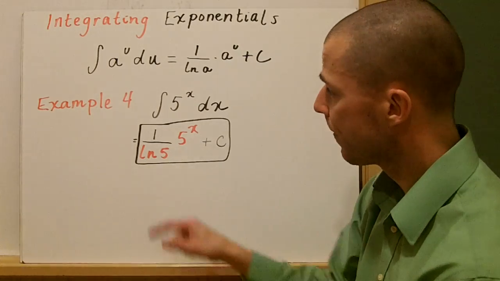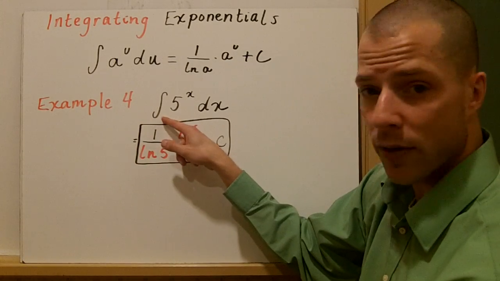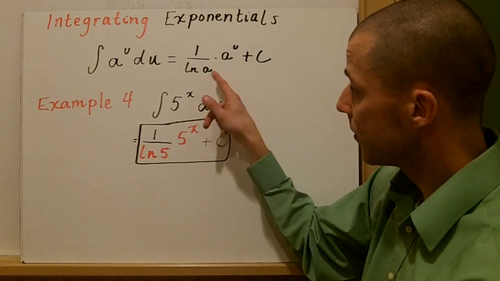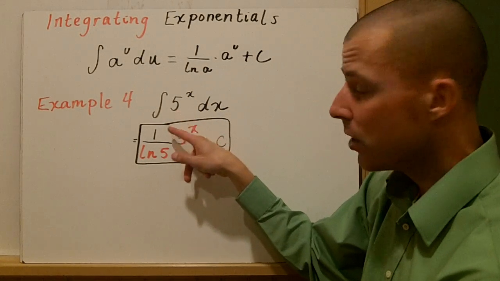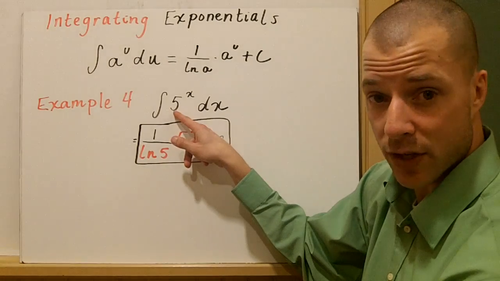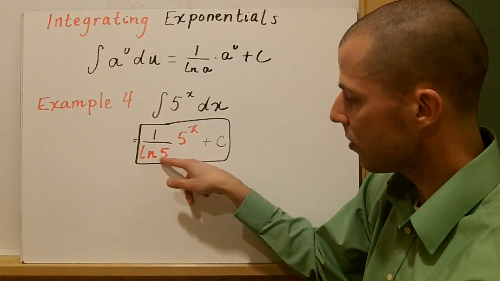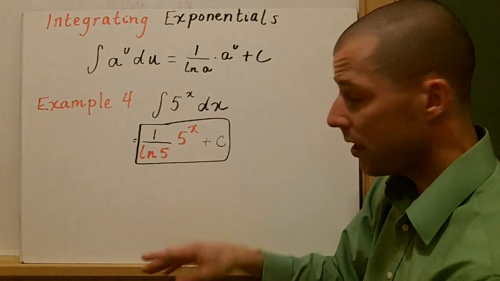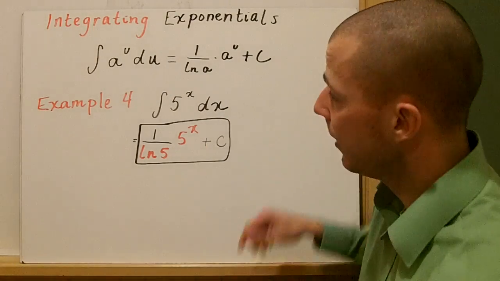So in example 4, we're looking at integrating 5 to the x dx. We just immediately look at our rule. We have an exponential function, so you have 1 over the natural log of a. In this case, a is 5, it's our base. So 1 over the natural log of 5 times 5 to the x plus c, and we're done. Okay?